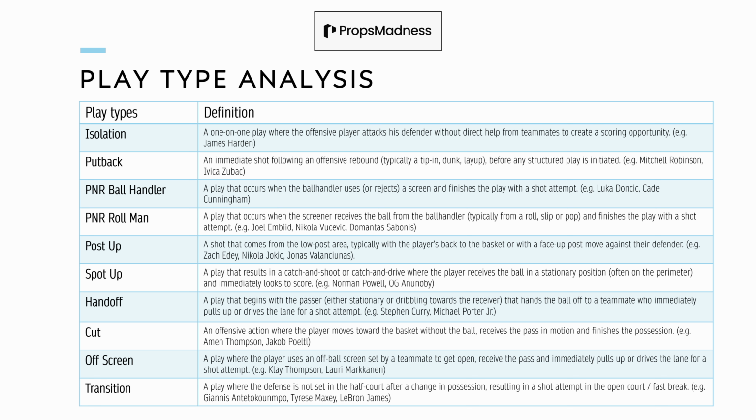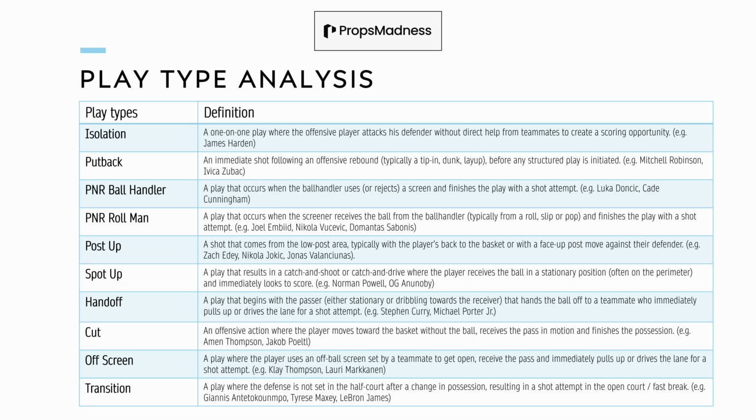We also have the handoff play type. This is a play that begins with the passer, who is either stationary or dribbling towards the receiver, and hands the ball off to their teammate, who immediately pulls up or drives to the lane for a shot attempt. Guys who are higher frequency in terms of handoffs are Stephen Curry and Michael Porter Jr., and it's more of a free-flowing offense. You have guys who are trying to free up space and just receive the ball, handed off by a teammate to get a nice look for a jumper.